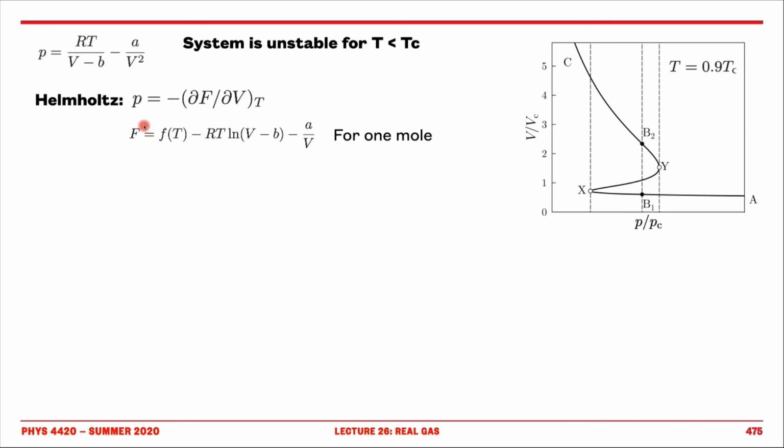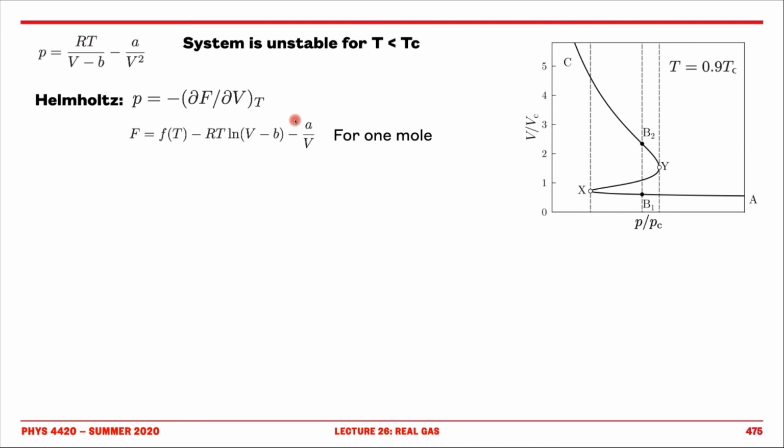So let's try to take the derivative of this function F with respect to the volume, at constant temperature. If we work at constant temperature, this term is going to go away. The derivative of this is going to be minus RT over V minus B, but there is a minus sign, so it's going to be RT divided by V minus B. And the derivative of this will be plus 1 over V squared, so A over V squared, but there is another minus, so we keep one minus in here.